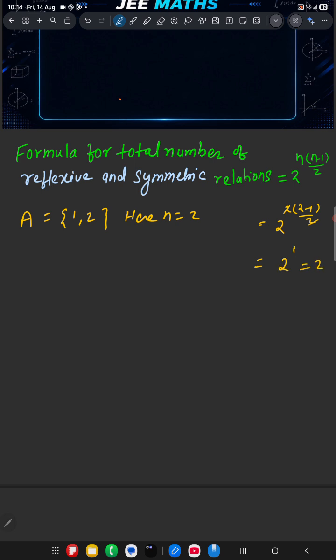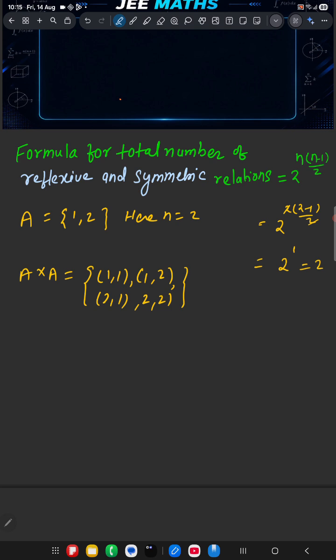Let us see how to find out these reflexive as well as symmetric relations. First of all, we will find out the A cross A elements, because a relation is a subset of A cross A. So that is (1,1), (1,2), and (2,1), (2,2). Yes, these are the elements in your set A cross A.